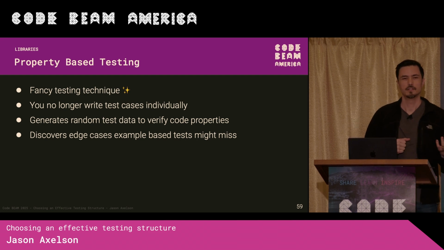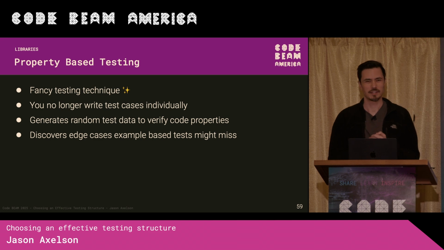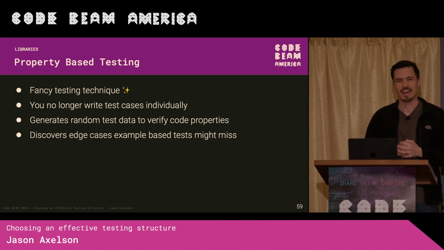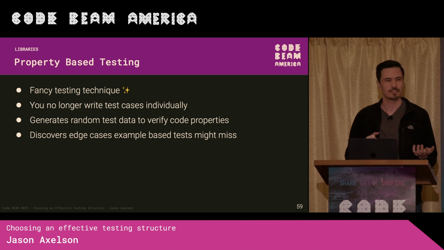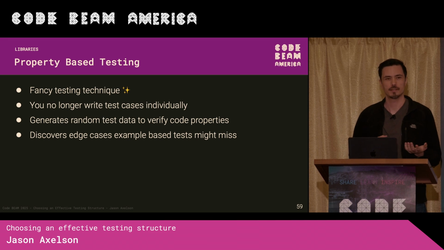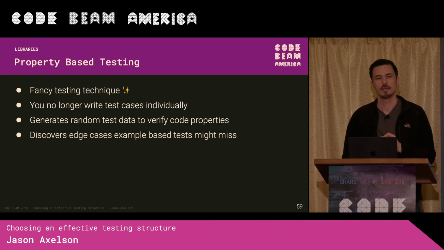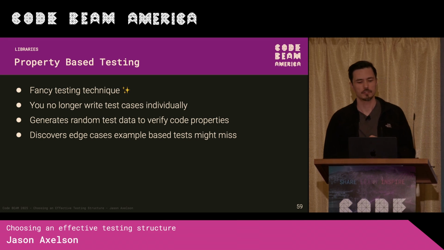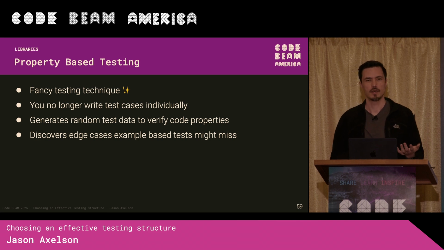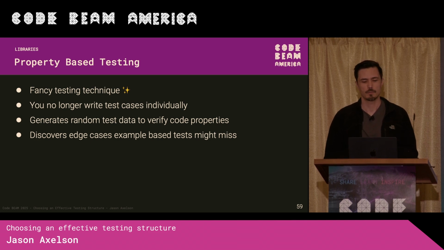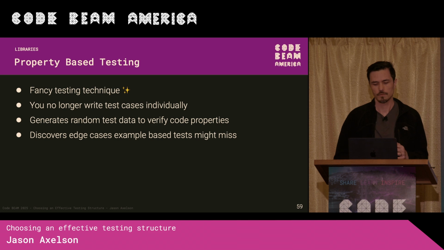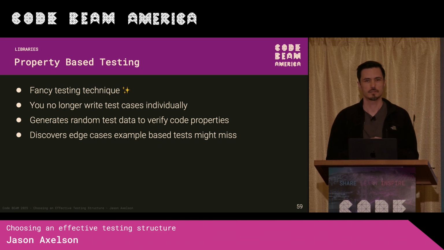OK, and my final library/technique is called property-based testing. I would call it a fancy testing technique. And rather than writing individual test cases, which is what I would call example-based tests, like what I've been showing here, with property-based testing, you generate a bunch of random test data and use it to verify specific code properties on your tests. So it's very helpful, but the hard part is finding code that's applicable for it and trying to figure out what properties you want to test on your code.